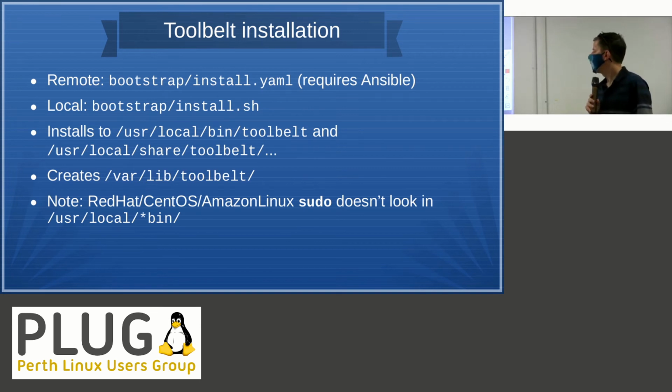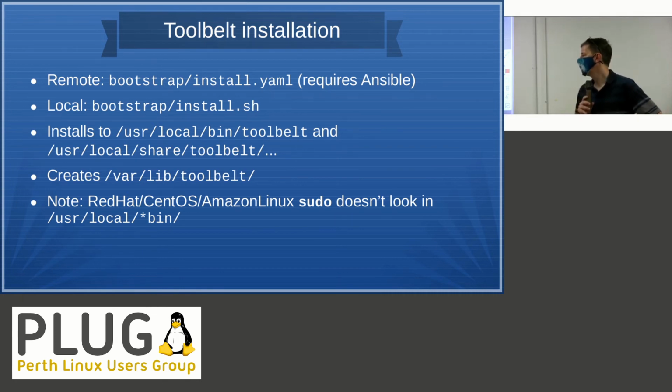So what happens when you install Toolbelt is it puts the binary in /usr/local/bin, it puts all its other stuff in /usr/local/share/toolbelt, and it creates a directory that it uses for storing mutable data that it needs to keep around, which goes in /var/lib/toolbelt.